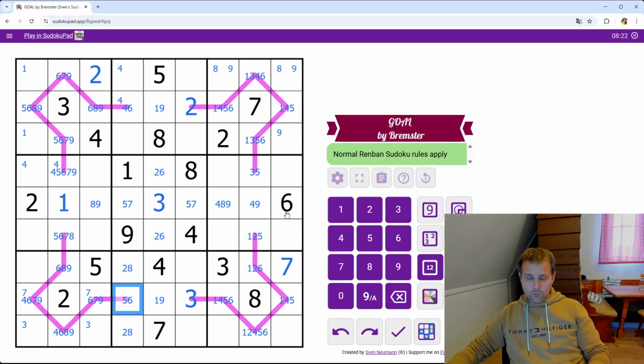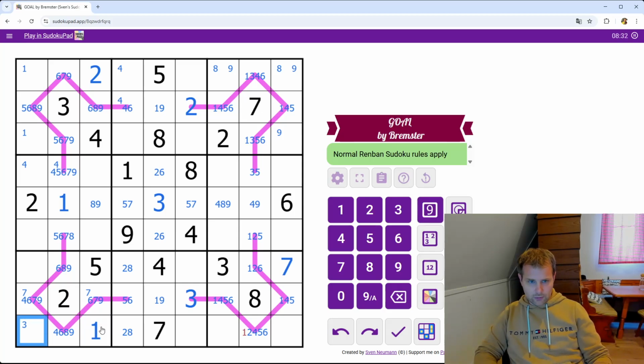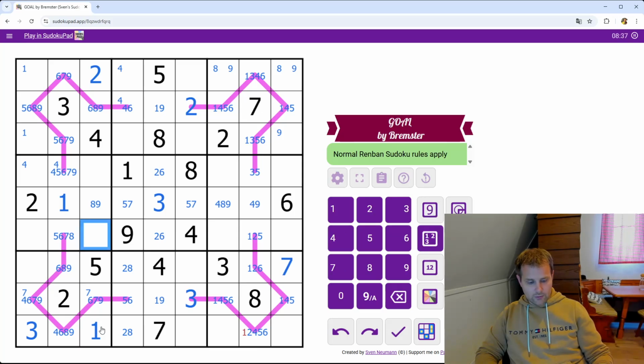Well, what to do next? So yeah, let's take a look at these ones. This one and this one makes this a 1, so that makes this a 3, and that means one of these is a 3, and one of these is a 3.